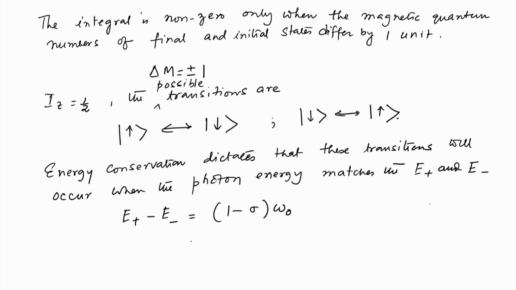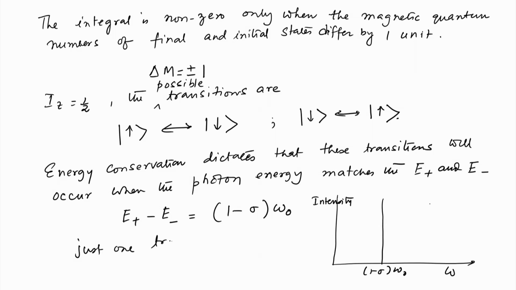Which means that in our plot of intensity versus energy or frequency, the peak is at the value given by (1 minus sigma) omega 0. So, just one transition. Here it is important to note 2 points.